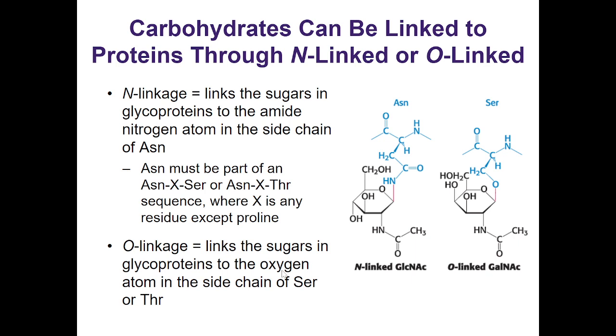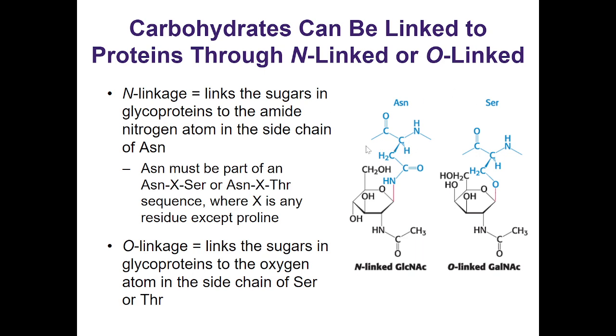The carbohydrates can be linked to proteins through N-linked or O-linked. Again, the N-linked is going to be bonded to the amine, the nitrogen. The O-linked will be bonded to an oxygen. Okay? So your N-linkage is going to link the sugars and the glycoproteins to the amide nitrogen atom, typically in the side chain of ASN. That's this one right here, by the way, in case you forgot.